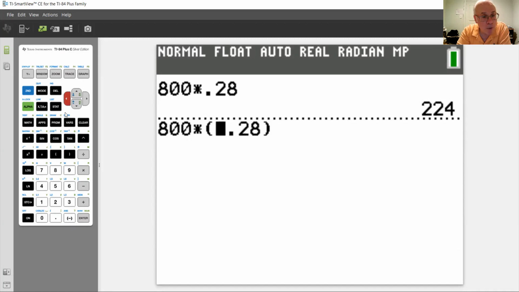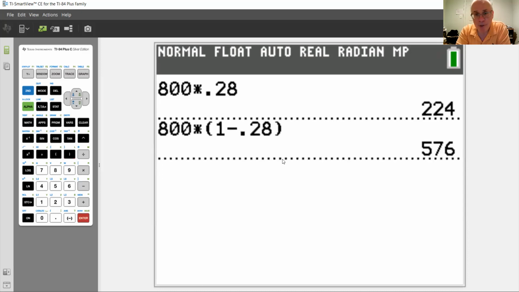All right, so it's 1 minus 0.28, and close parentheses, hit enter. Notice that's 576. So these numbers are well bigger than 10. The normal distribution will work perfectly in constructing the confidence interval. Okay, so we can do that.